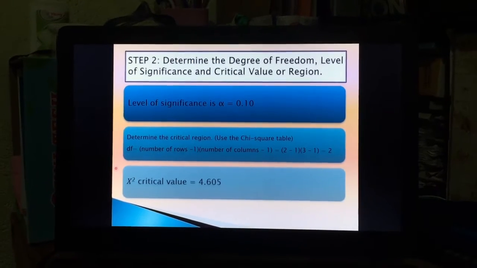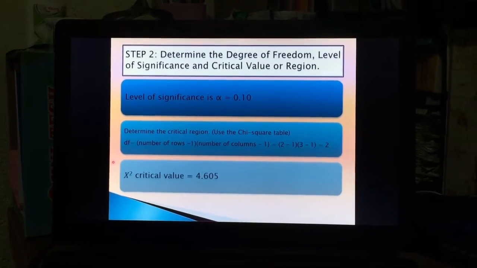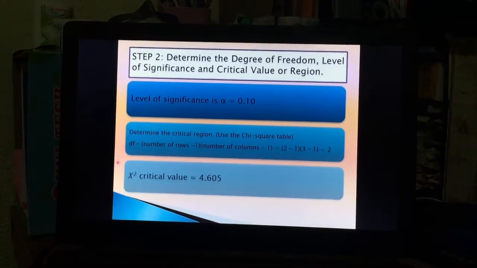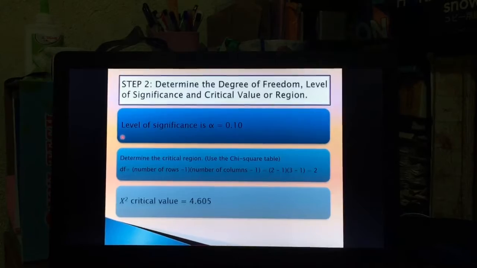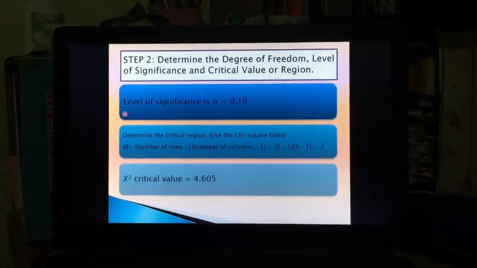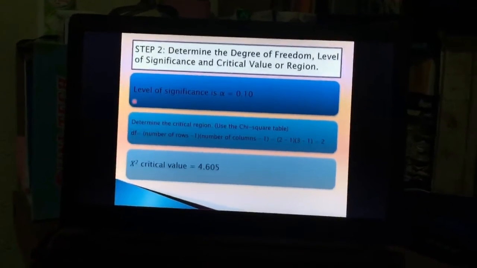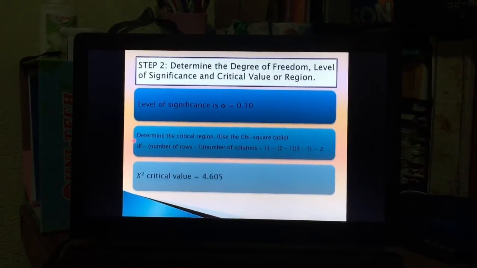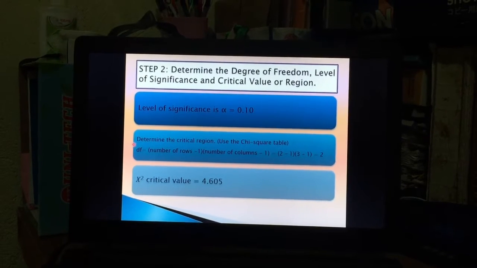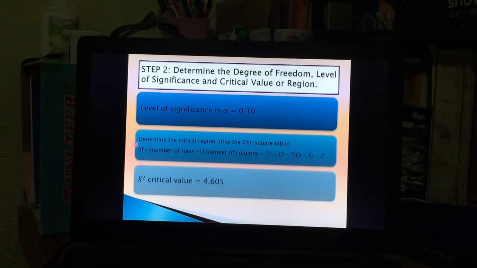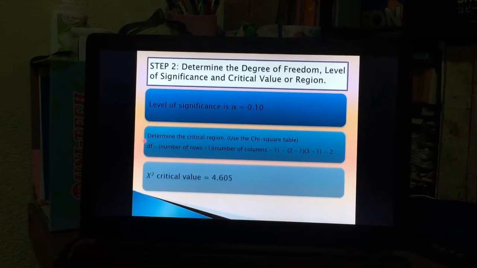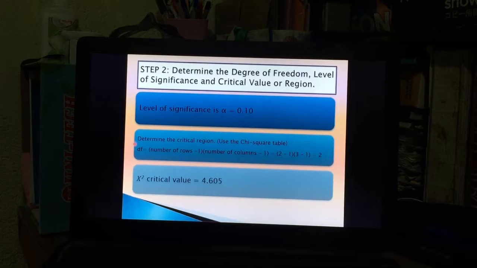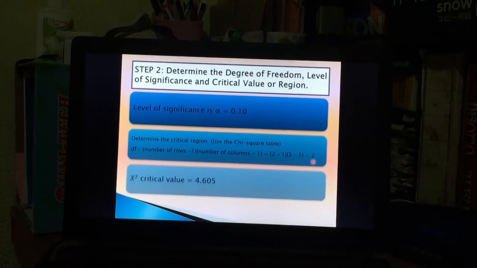Step number 2. Determine the degree of freedom, level of significance, and critical value or region. Our level of significance is equal to alpha, which is equal to 0.10. To determine the critical region, we are going to solve first for the degree of freedom, which is equal to number of rows minus 1 multiplied to number of columns minus 1, which is equal to 2 minus 1 multiplied to 3 minus 1, and the answer is 2.